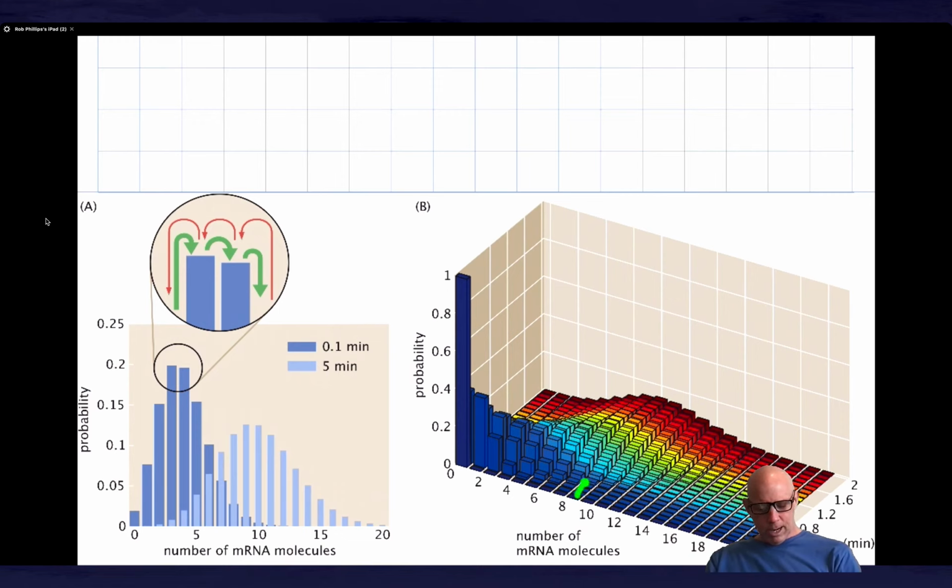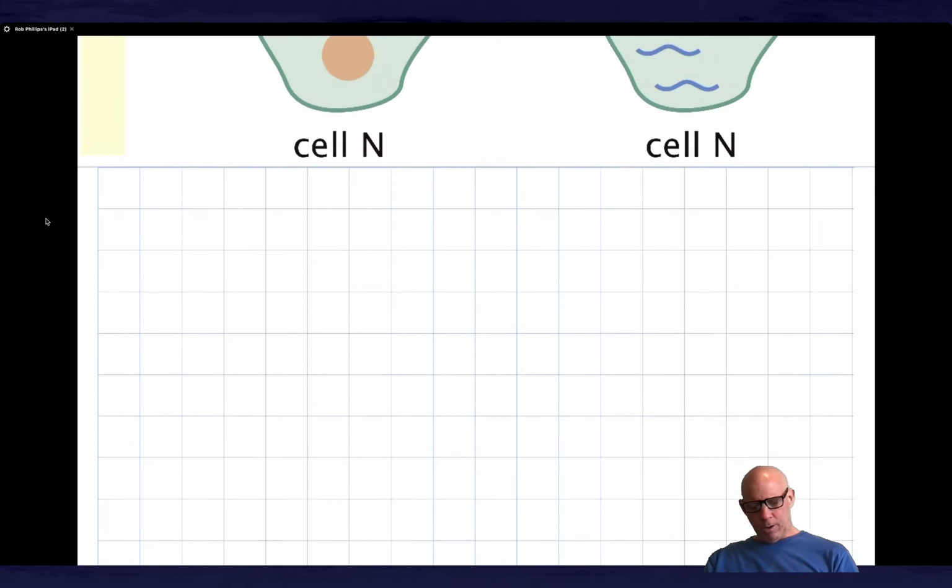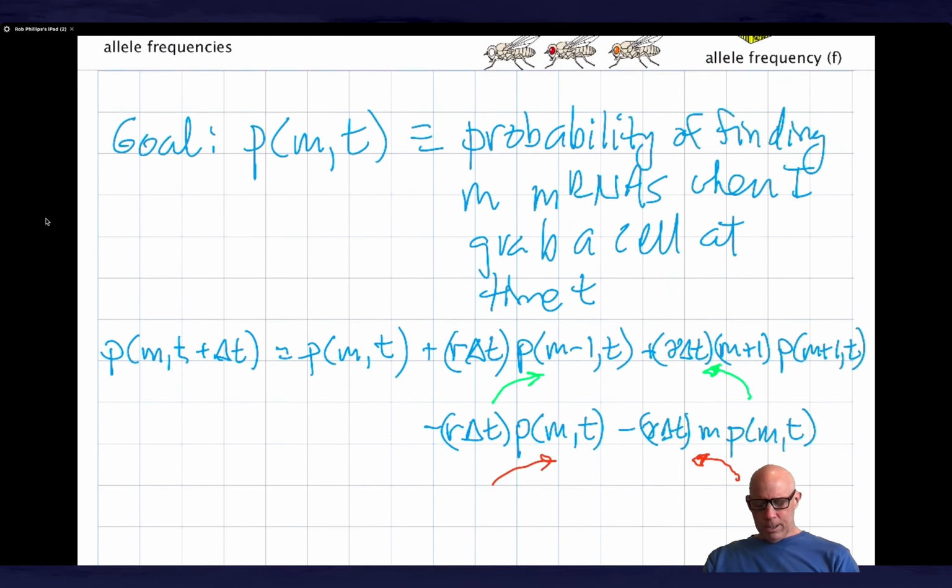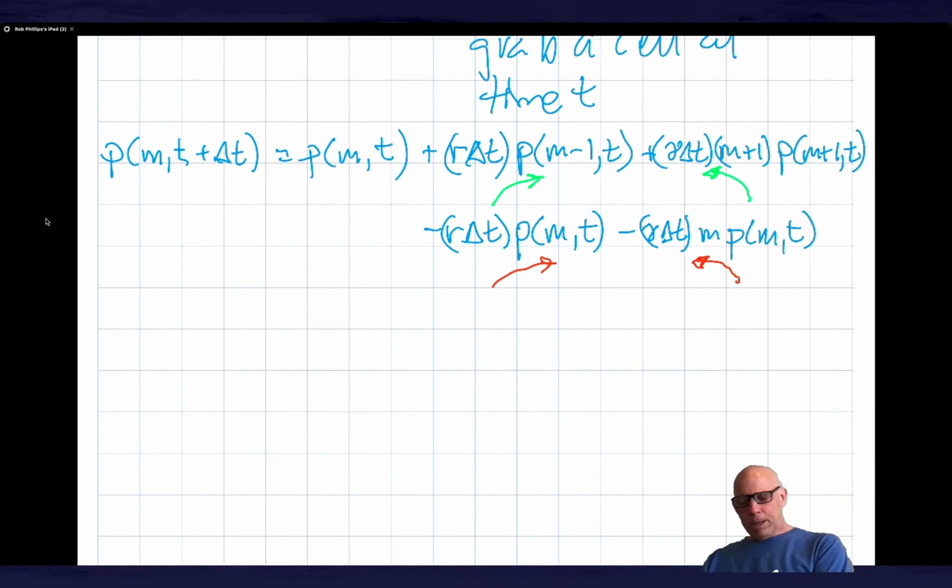But this is the time axis, so this is time going in this direction. In the early times, we're mainly concentrated at low mRNA counts, and then over time, we hit this average, which you'll remember is R over gamma. That's the average number of mRNAs that you will have in the long time limit. So in a way, this is all the math we need, but let me make a few observations.